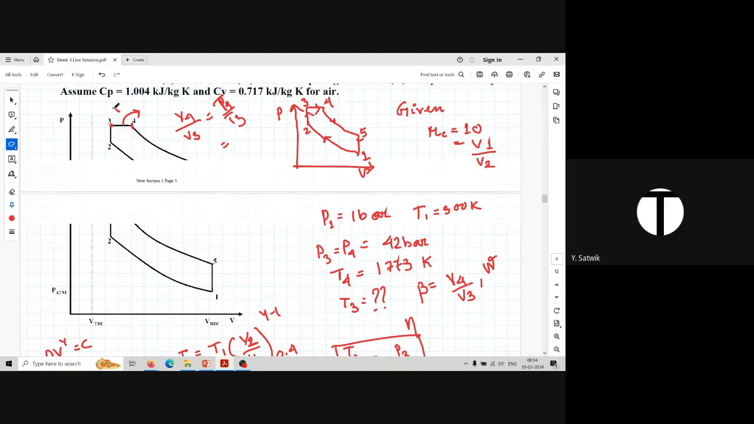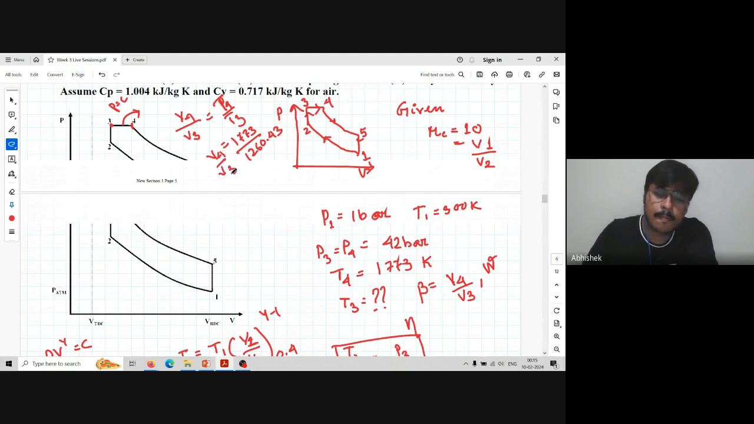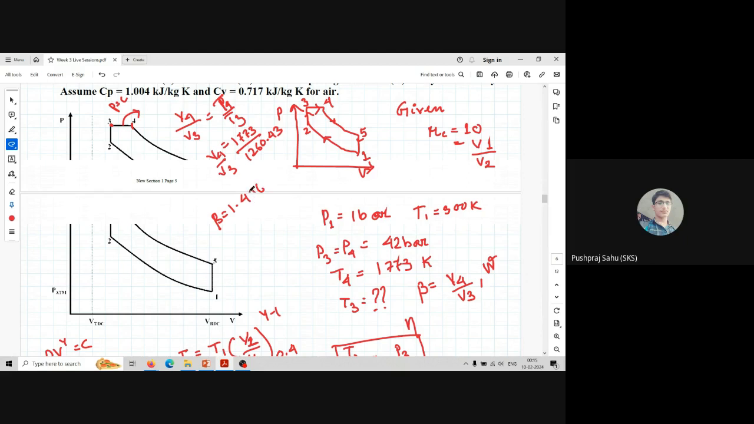Yes, sir. This is constant pressure, so V is directly proportional to T. So what is T4? 1773. What is T3? 1260.43. Calculate. What is V4 by V3? How much is beta you are getting? 1.406, right? Yes, sir. 1.406.